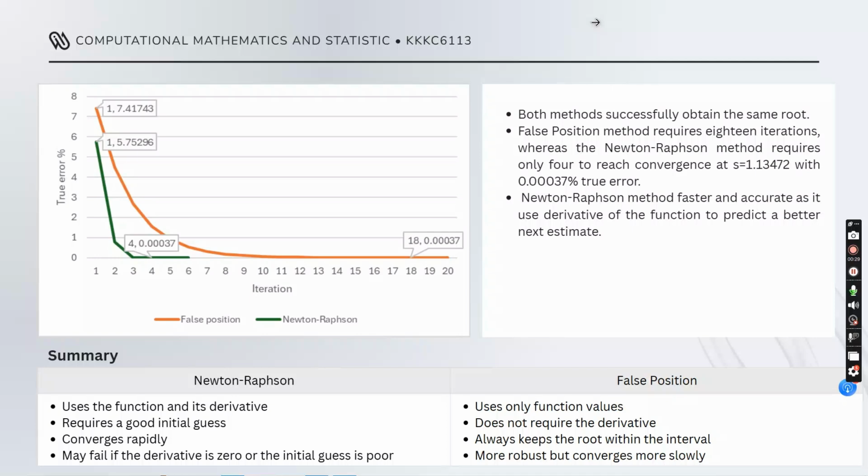This is because the Newton-Raphson method uses the derivative to estimate a better approximation in each iteration, whereas the false position method only uses function values and converges more gradually.